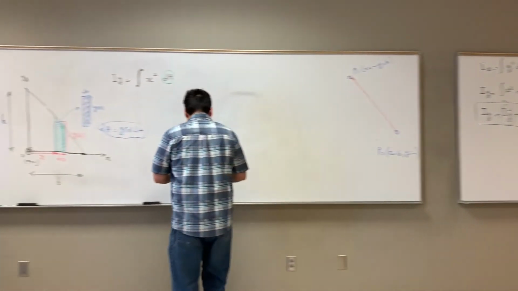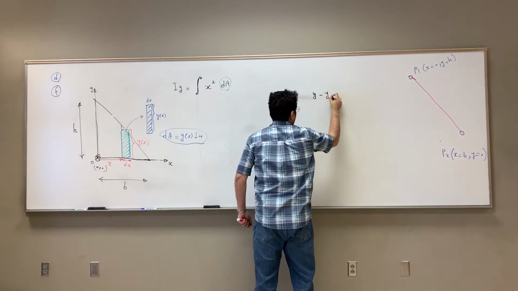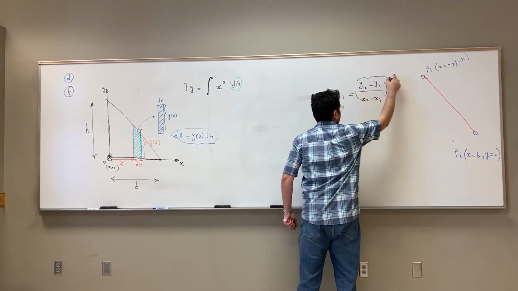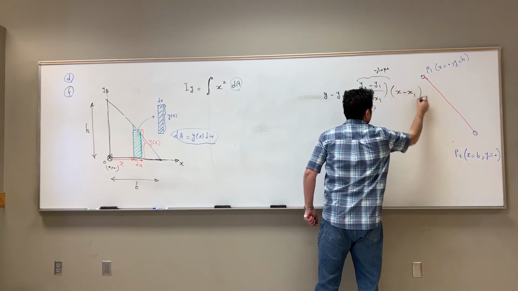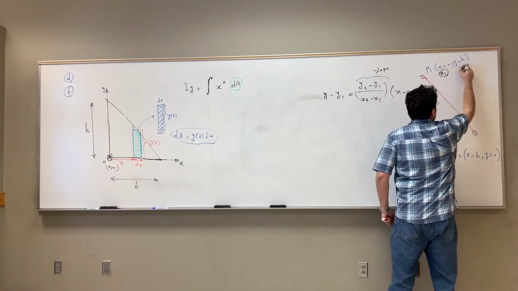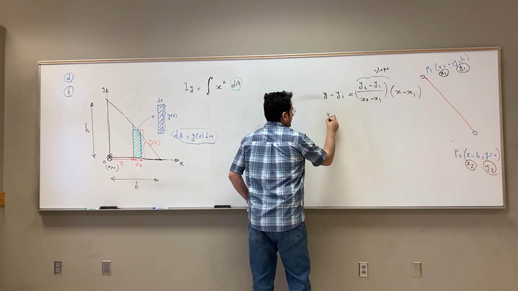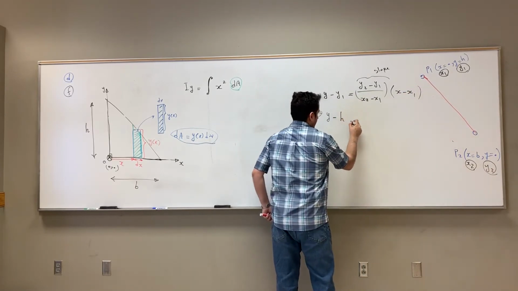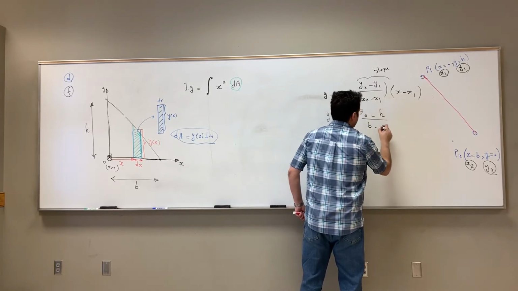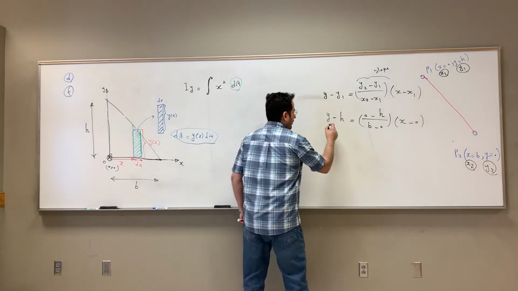Okay, so the equation of the line between these two points: y minus y1 is equal to y2 minus y1 divided by x2 minus x1 times x minus x1. That's the slope formula. All I need is to get x1, y1, x2, y2 and plug them in the formula. So you get y minus h is equal to 0 minus h, divided by b minus 0, times x minus 0.